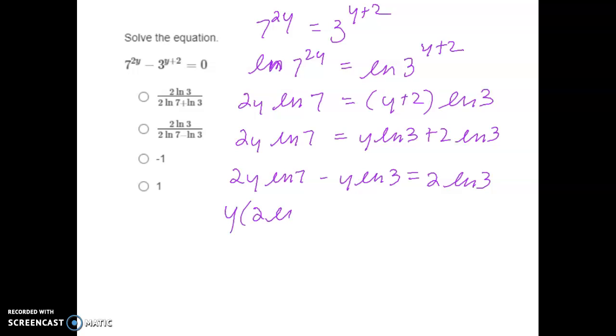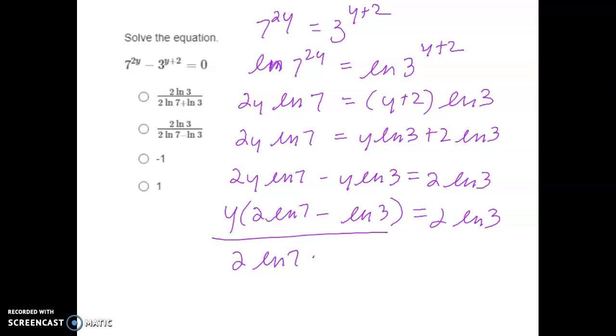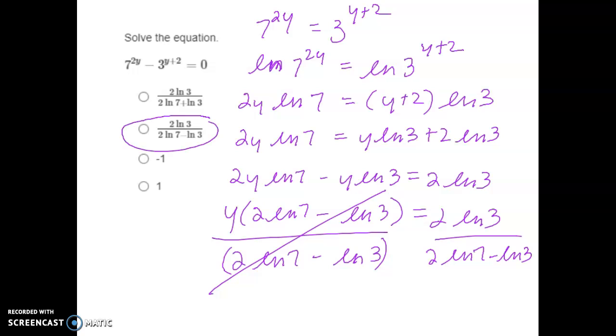What do I have left? 2 natural log 7 minus natural log 3. I'm almost done. Now I can divide both sides by this 2 natural log 7 minus natural log 3. I mean, that's a number. And that's in parentheses, and those can cancel. So there's my answer. Right here. And you can throw that in a calculator and get a value.